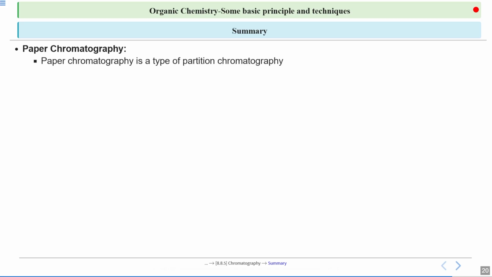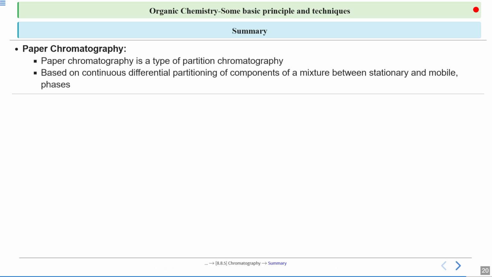So why is it used? It is used on the basis of the chromatography paper. Instead of using a stationary phase such as silica gel, you simply use a water-containing paper, meaning the pores of the paper contain water, and based on the continuous differential partitioning of the components of a mixture between stationary and mobile phase, you separate them.